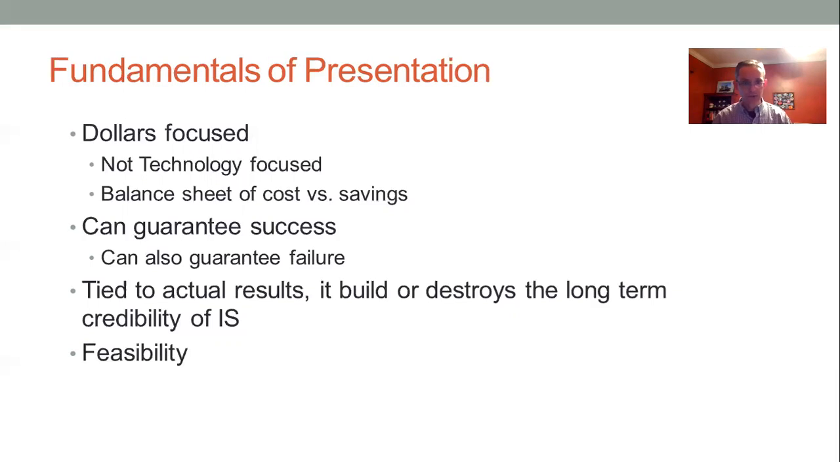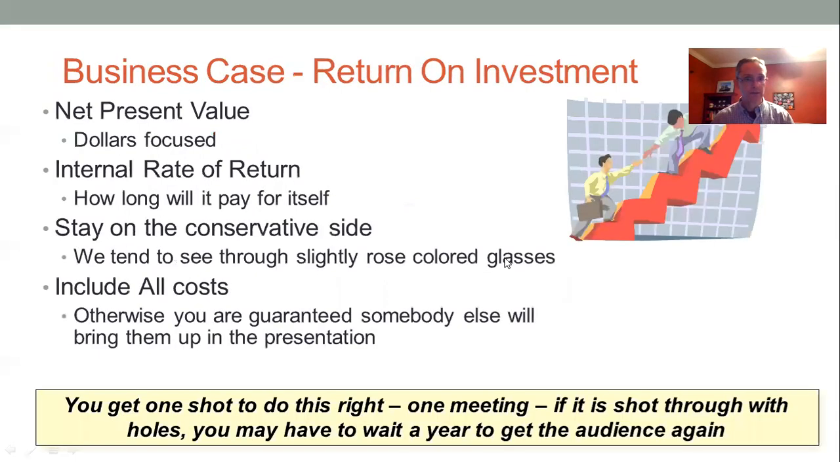Tie it to actual results anytime you can. So if you know what the results are going to be, based on historical precedents of when this investment is made, this is what we see in industry, use that. It builds or destroys long-term credibility of IS, depending on whether you do it well, okay? And then from here, you're including, of course, the feasibility study that you did in your prior one to show that this is actually viable.